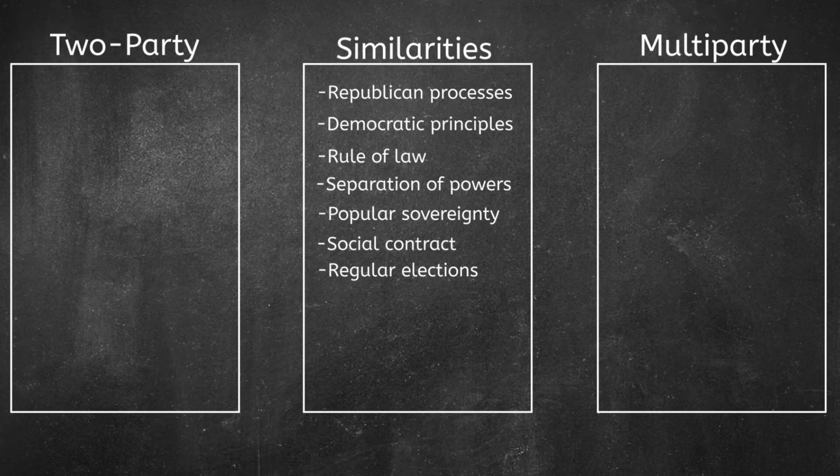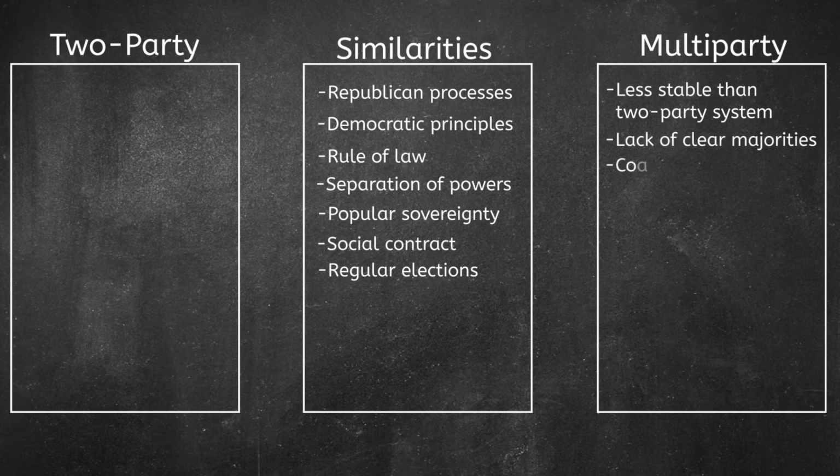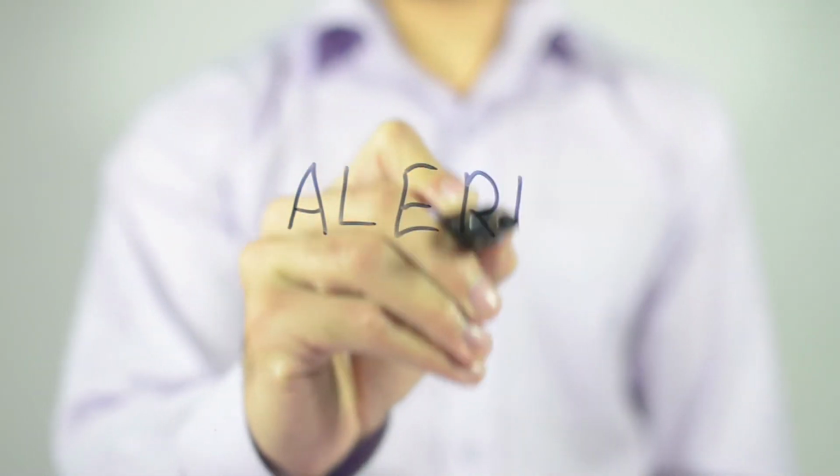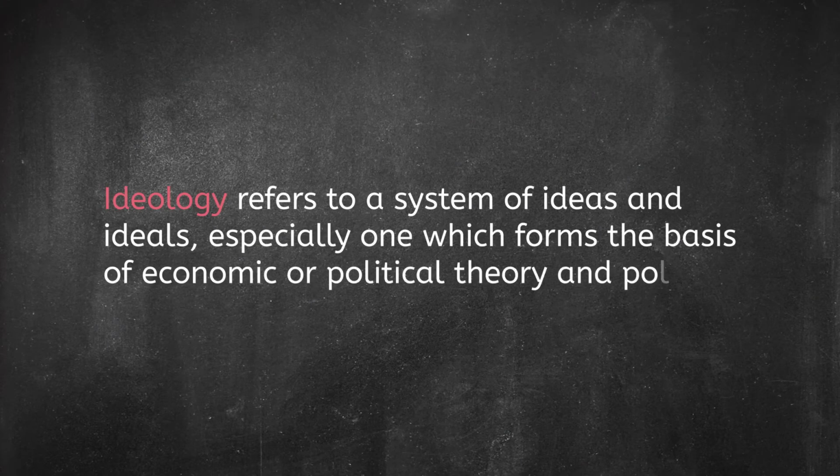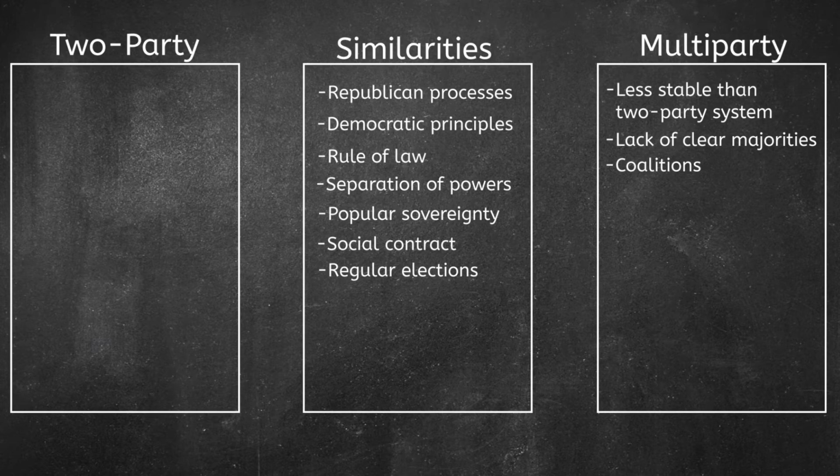The multi-party system tends to be less stable than the two-party system. This instability comes from the lack of clear majorities and the need to build coalitions with other parties with unique ideologies. Word alert! Ideology refers to a system of ideas and ideals, especially one which forms the basis of economic or political theory and policy. Two-party systems tend to be more stable, as there is usually a clear majority.